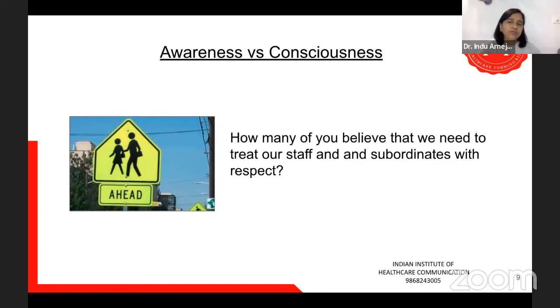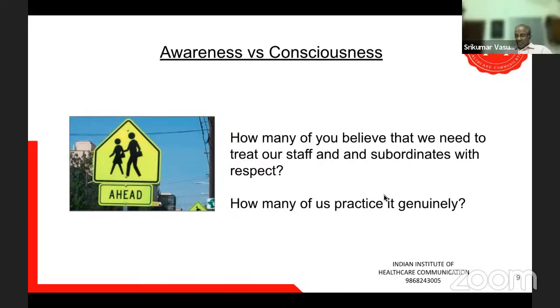We all know that we need to treat our staff and subordinates with respect, but when it comes to actually working with them, how many of us are really mindful of this? That's a question to be asked. So when you interact with your adult audience, you will see they know most of the things. You will have to admit right in the beginning, I'm not here to teach you something new. You already know it. But probably we are going to discuss its importance and see how we can use it.